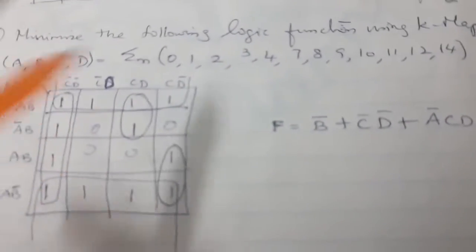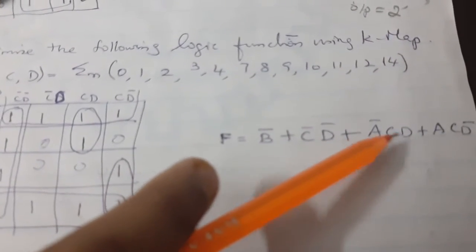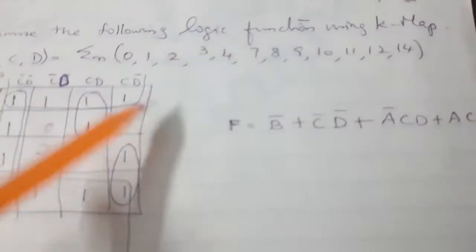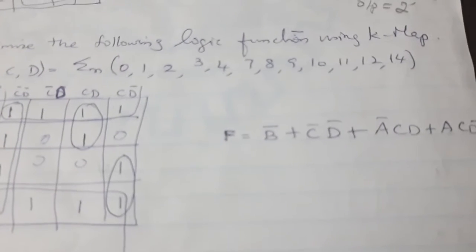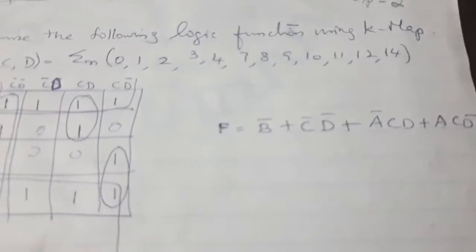Therefore, the final minimized expression after combining all the ones in 4 variables is B bar plus C bar D bar plus A bar C D plus A C D bar. This is the least minimal expression you can obtain using a 4 variable map.